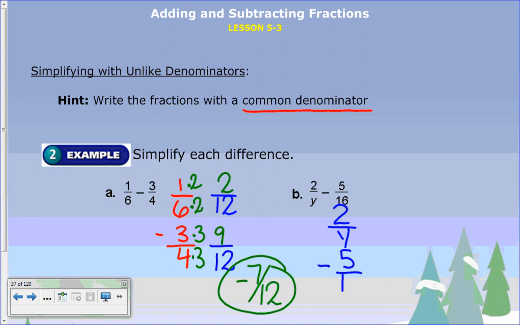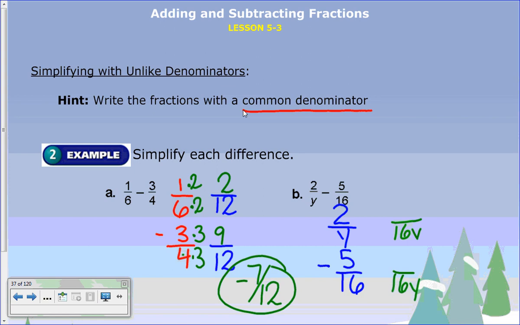It makes it a little easier for me to see. Well, if I take a look, the only thing these two would have in common is if you multiplied them by themselves. So I'm going to say this is 16 times y. Just like here, you could have done 6 times 4 is 24, but I knew 12 went into both. But here, because one's a variable and one is 16, you have to multiply those denominators by themselves.